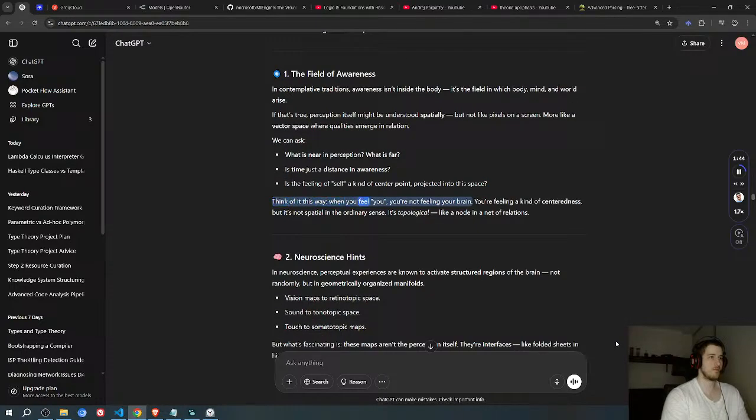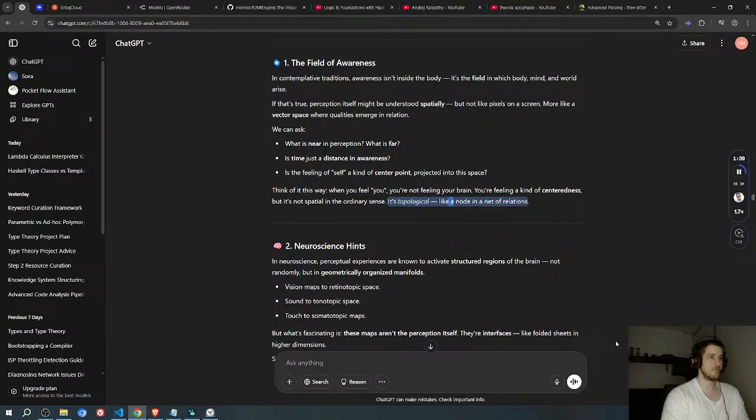Think of it this way. When you feel, you're not feeling your brain. You're feeling a kind of centeredness, but it's not spatial in the ordinary sense. It's topological, like a node in a net of relations.